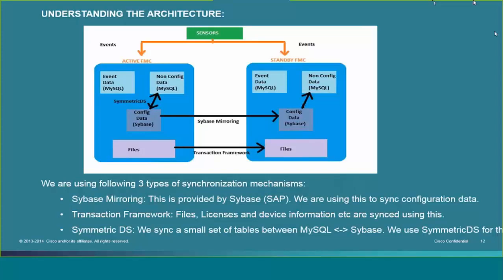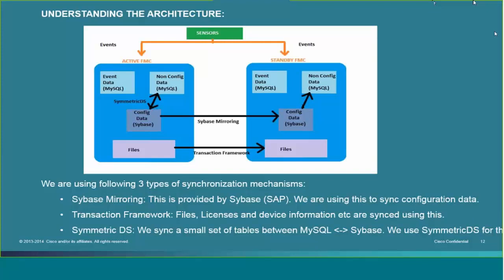During the setup of the HA, there are two processes that happen within the SF tunnel. One is the transaction framework, wherein any data apart from the config, like licenses or any files that you need to transfer, will be sent via the transaction framework, and this is unidirectional from the active to the standby FMC. The same way, there is a configuration database on the FMC which is called Sybase. The Sybase on the active FMC and the Sybase on the standby FMC communicate through Sybase mirroring, through which the configuration data is passed on from the active to the secondary FMC.